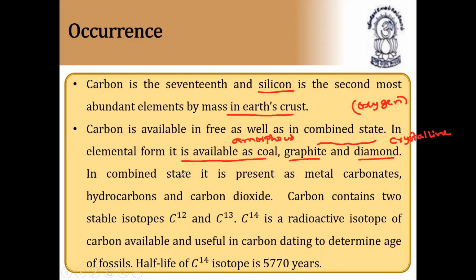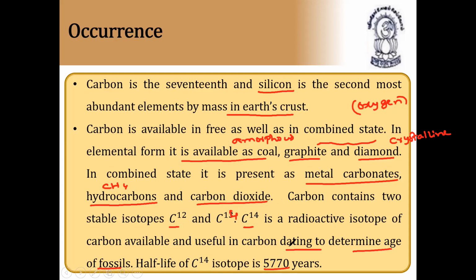In combined state, it is present as metal carbonates, that is sodium carbonate, etc., hydrocarbons, that is carbon compounds such as methane, etc., and carbon dioxide. Carbon contains two stable isotopes, carbon 12 and carbon 14. Carbon 14 is a radioactive isotope of carbon, useful in carbon dating to determine the age of fossil fuels. The half-life of carbon 14 is 5,770 years.